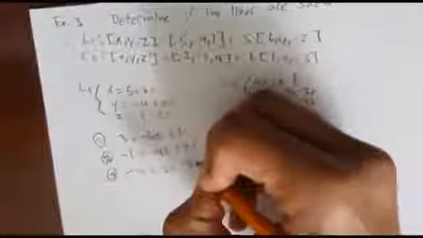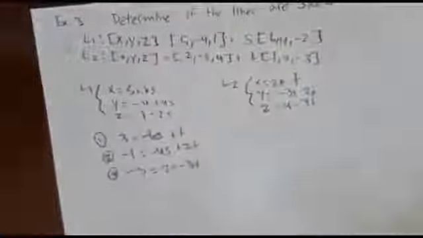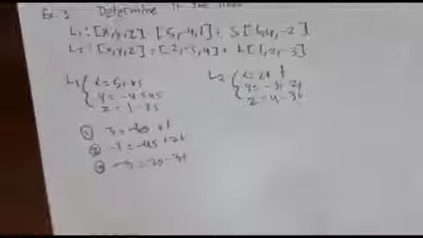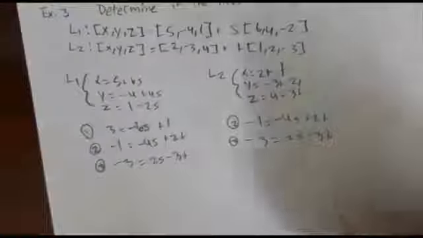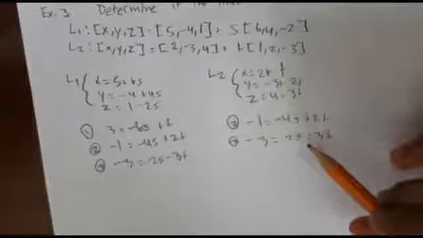And equation 3 is going to be negative 3 is equal to 2s minus 3t. So now we can choose any two equations we want to isolate for a variable. So I'm going to choose 2 and 3. So for 2, it's going to be negative 1 is equal to negative 4s plus 2t. And for 3, it's going to be negative 3 is equal to 2s minus 3t. Now, all we have to do is we'll isolate for s.